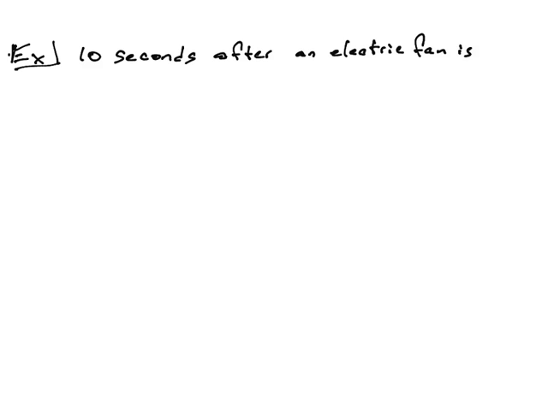Next example. A little more like what we would normally do for this type of stuff. Let's say we have 10 seconds after an electric fan is turned on. The fan rotates at 250 RPM.